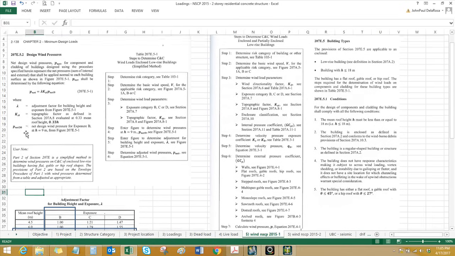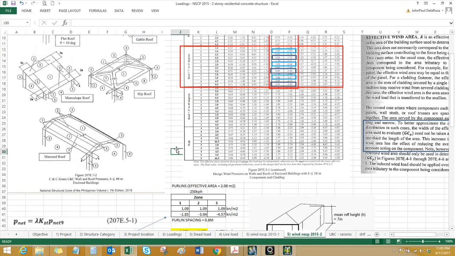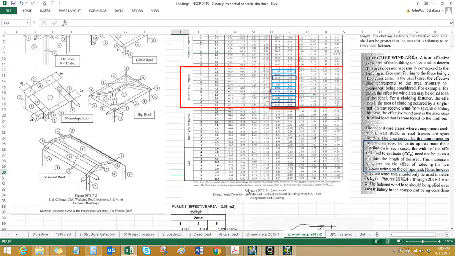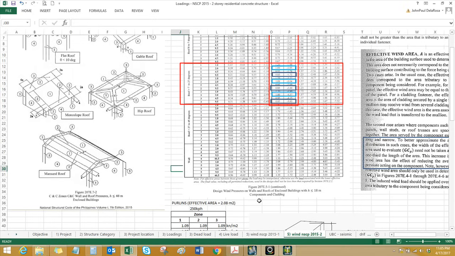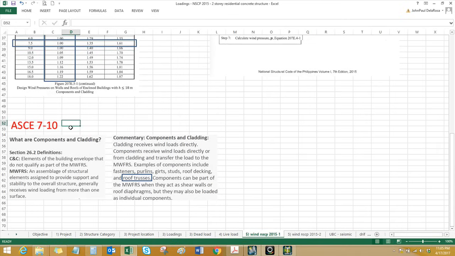Madali lang yan. Okay? Madali lang i-calculate yan. Using tables lang yan. Okay? So, dito, ito yung tables na yun. Yan. Okay? So, para sa components and cladding. Okay, take note, no? So, take note, kailangan yung kukunin nating forces is para sa components and cladding, hindi sa main wind force system. So, ayan, ito yung definition sa ASCE 7-10. So, CNC, which is components and cladding, elements of the building envelope that do not qualify as part of the main wind force resisting system.